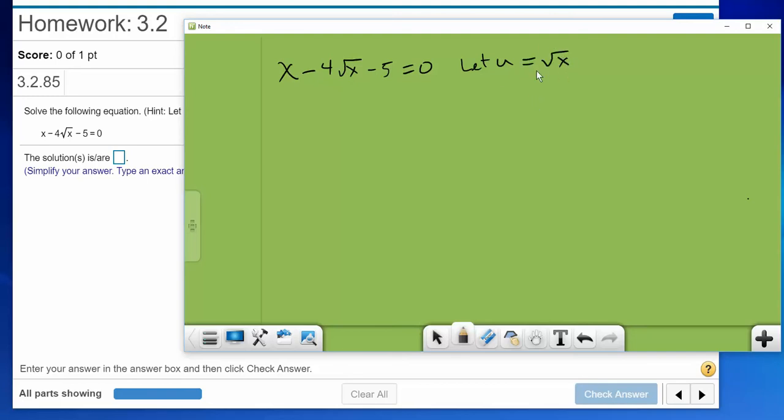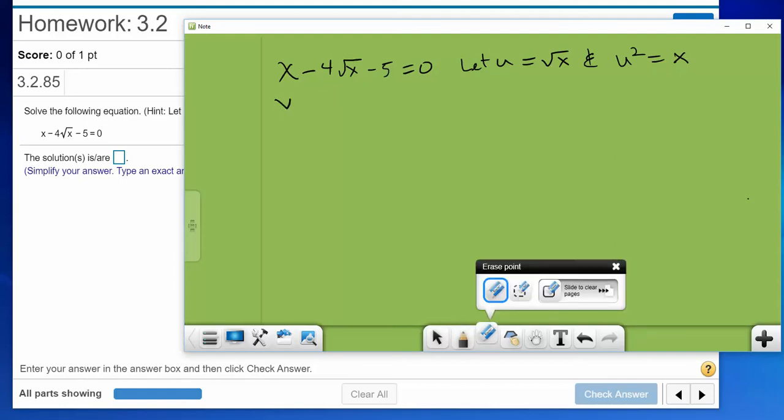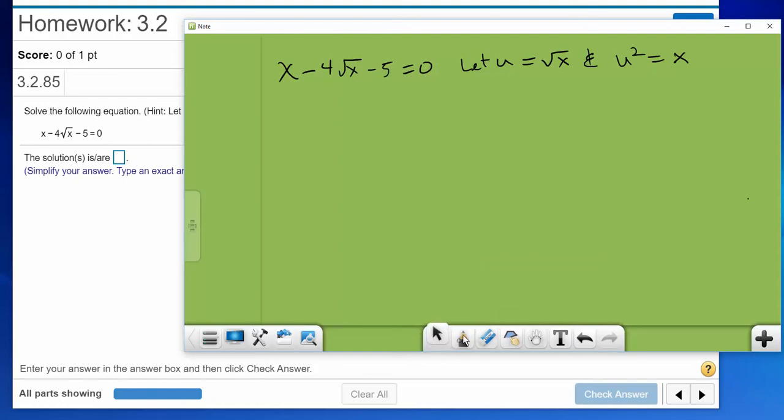Now see, if you square both sides, u squared is going to be x, because when you square the square root, you just get the number inside. So x is u squared, and the square root of x is u.